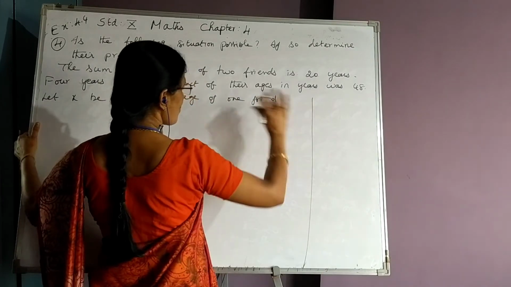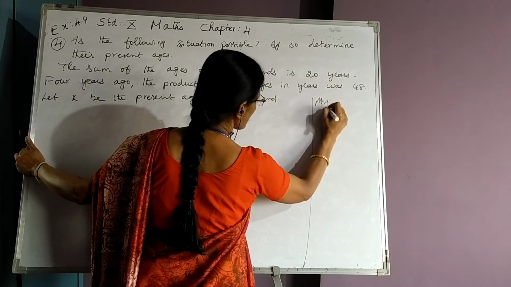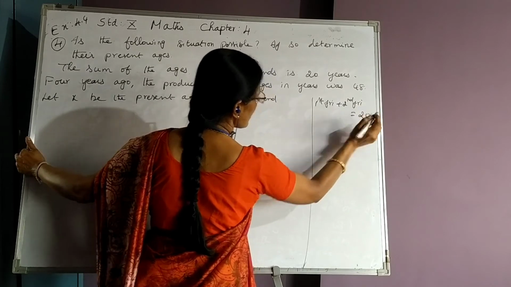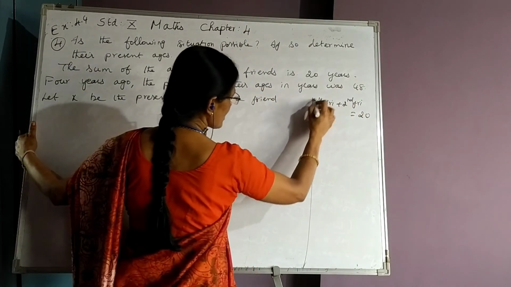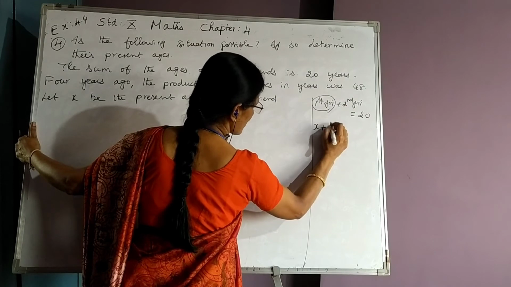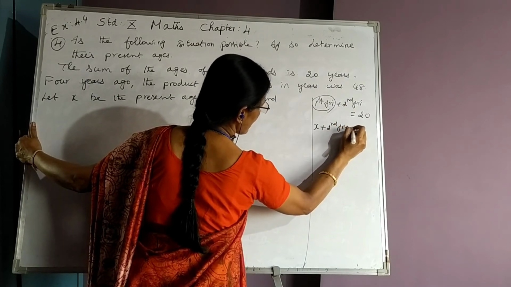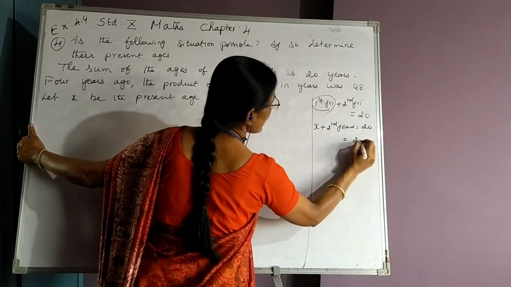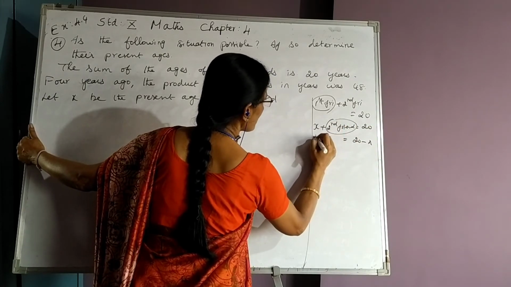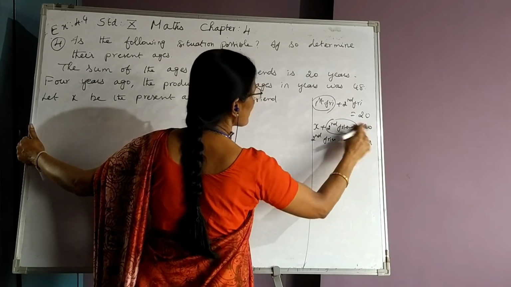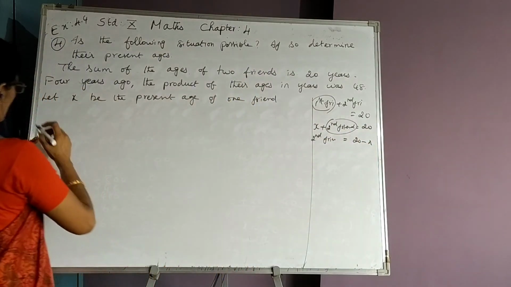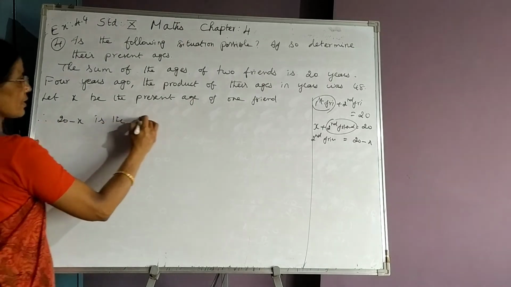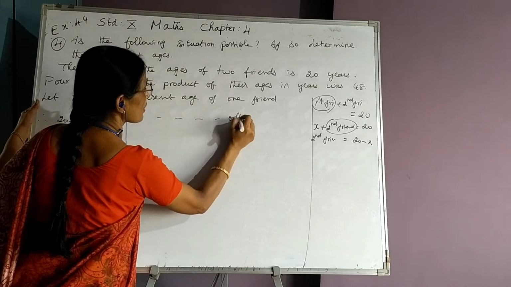Given the sum of their ages, the age of the first friend plus the age of the second friend is equal to 20 years. The first friend's age I have taken as x. So, can you find the age of the second friend? It is 20 minus x. Therefore, 20 minus x is the present age of the other friend.